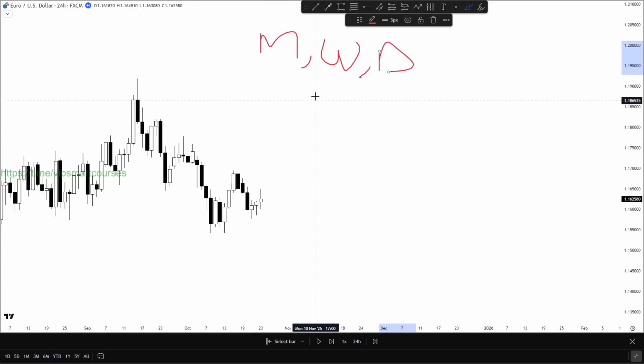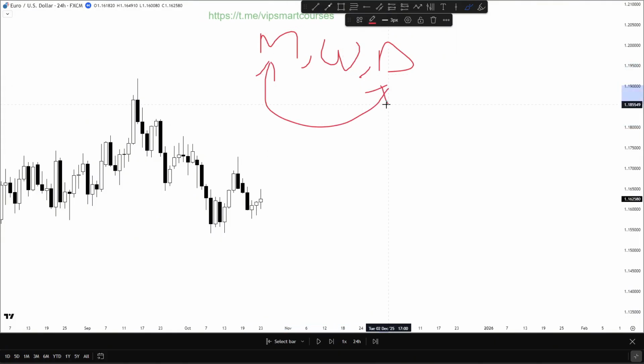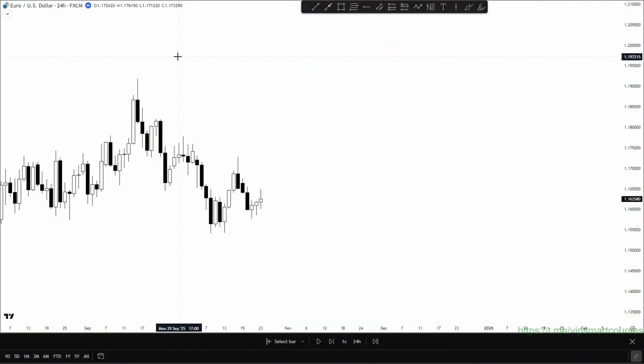But since I haven't yet uploaded the top-down analysis chapter, which includes the refinement process for refining the analysis from the monthly down to the daily, and haven't taught you that, I'll just stick to the daily time frame for now. I'll use it to show you how I reached a conclusion regarding the directional bias for the past week as a whole, and then each day separately. Okay, let's do this.